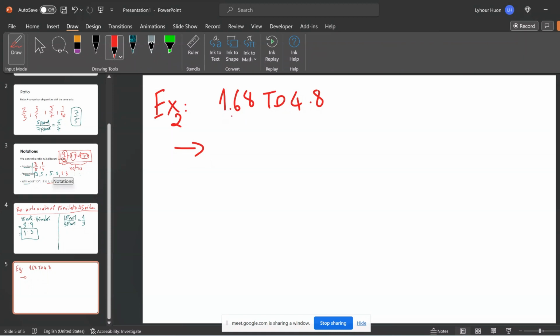This is a decimal number, right? So do we divide by 4? First of all, maybe we can see this and if we're not familiar with it, we write it as a fraction, 1.68 over 4.8, correct? Can we simplify this?